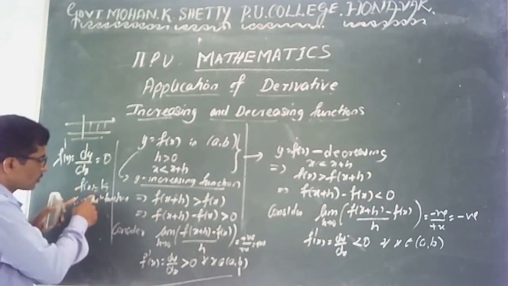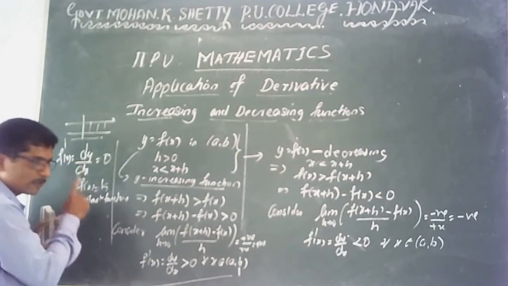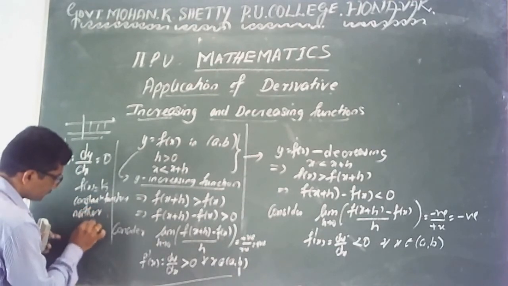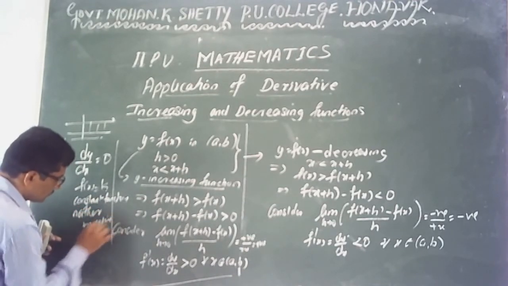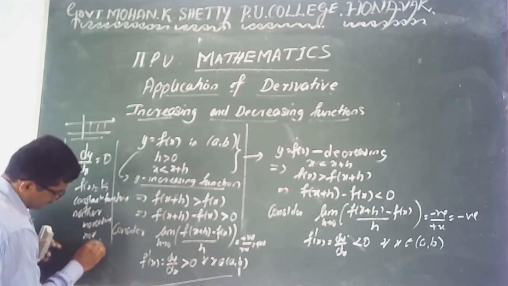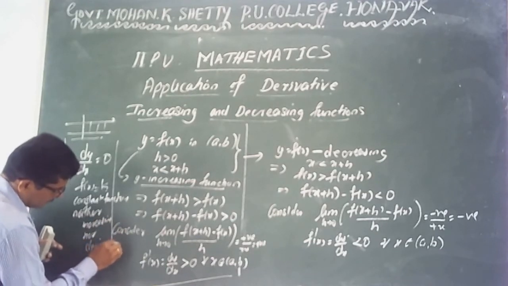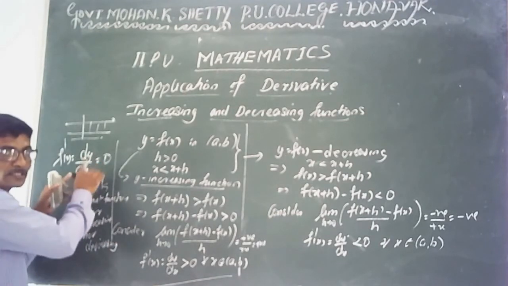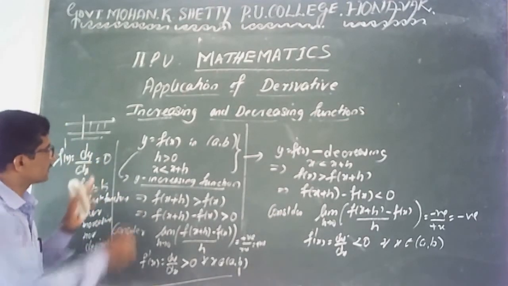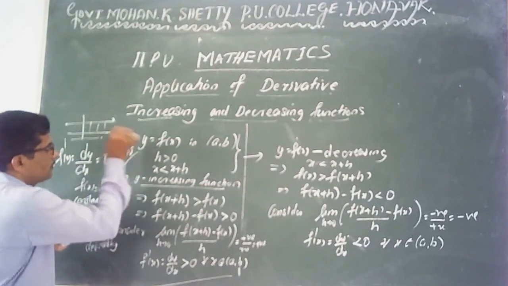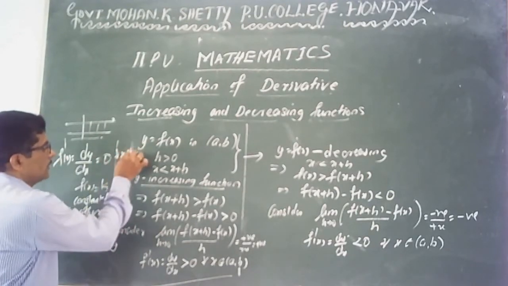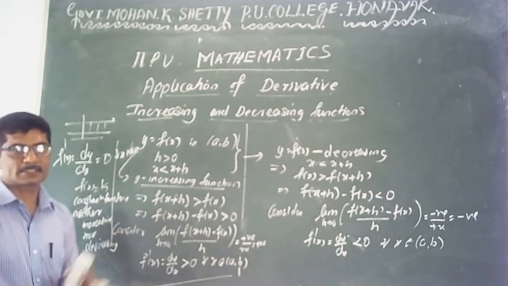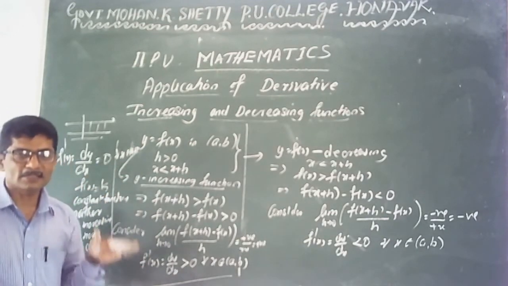It is said to be a constant function. And this function is said to be neither increasing nor decreasing. It is a neither increasing nor decreasing function. When the derivative is 0 for each x belonging to the interval, or you can say a to b, the derivative is 0, then you say that this one is neither increasing nor decreasing.